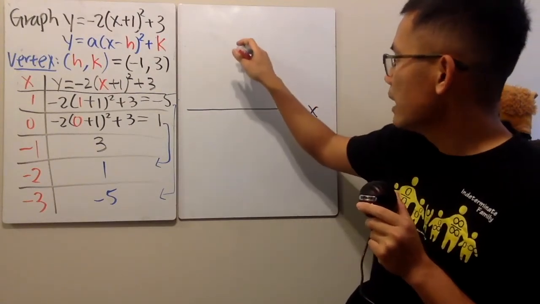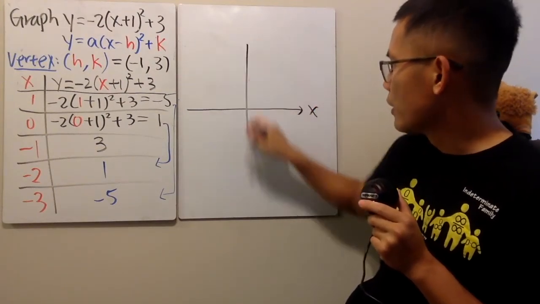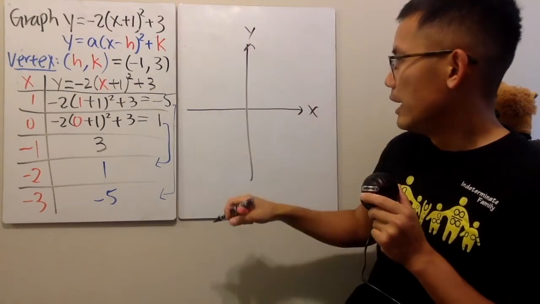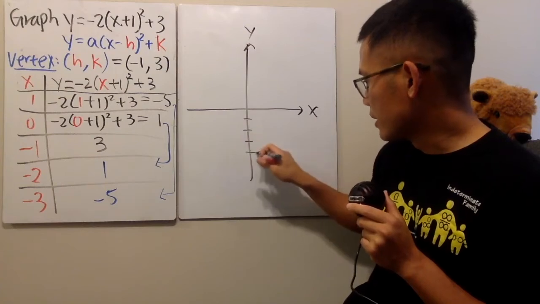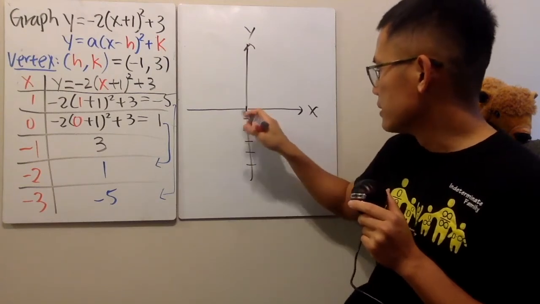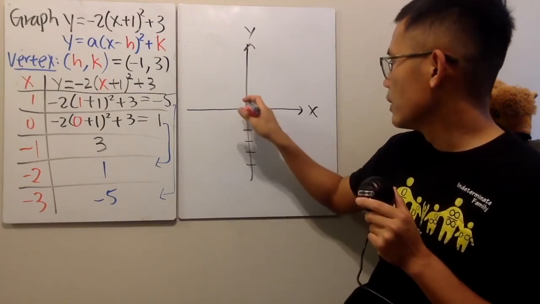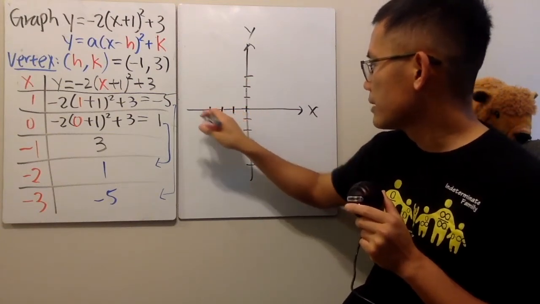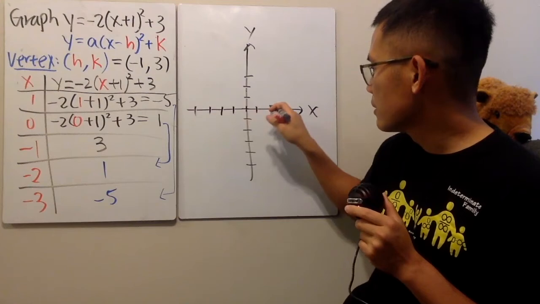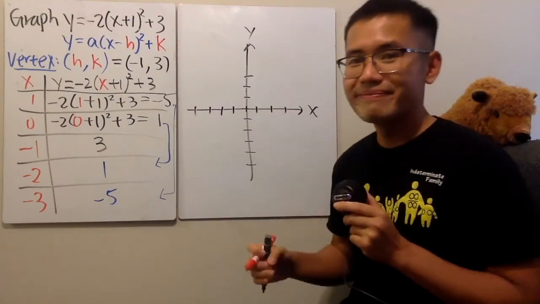We have the x and we will also have the y. And we need to go down to -5. So -1, -2, -3, -4, -5. Here's 0, and then here's 0. And let's see, 1, 2, 3, like that. And then -1, -2, -3, -4, and something like that. Just a few lines like this.